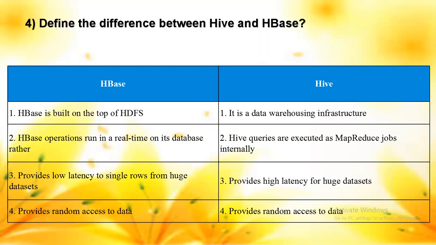Third difference is HBase provides low latency to single rows from huge datasets. Coming to Hive, Hive provides high latency for huge datasets. Fourth difference is HBase provides random access to data. Coming to Hive, Hive provides random access to data.